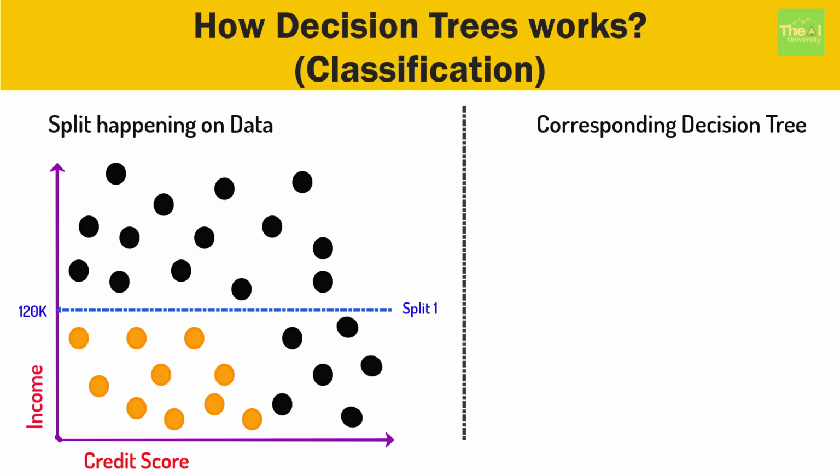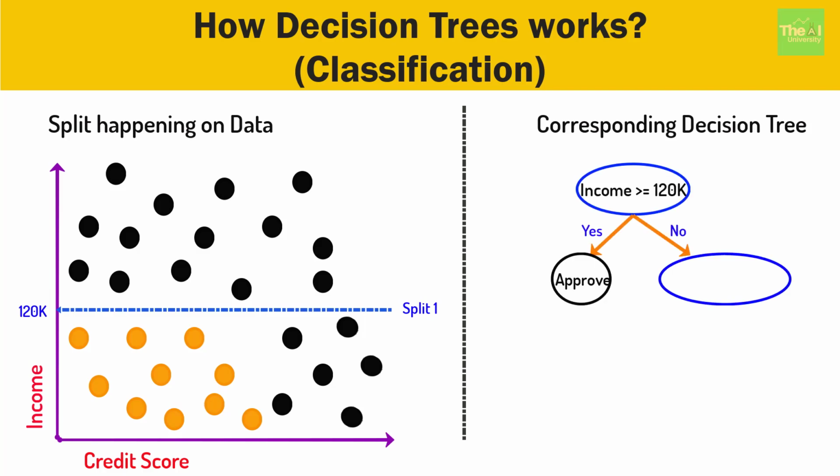So from the decision tree perspective, the split or decision will look something like this. If the income is greater than 120,000, then the value of the target variable loan decision would be approved. If the income is less than 120,000, then we will check the next condition. Now the next split, which is split 2, happens for the independent variable credit score, to the bottom of split 1 and at value 600, dividing the data into two parts. So observations to the left of split 2 will represent credit score less than 600, and observations to the right of split 2 will represent credit score greater than or equal to 600.